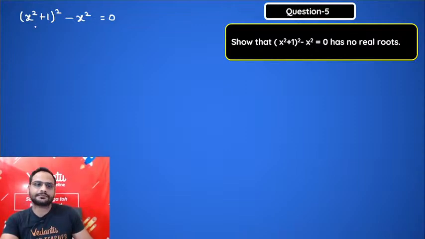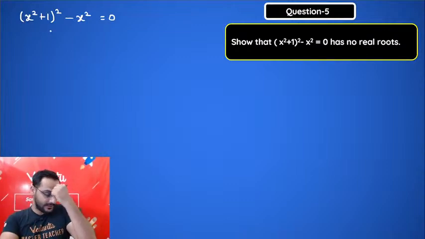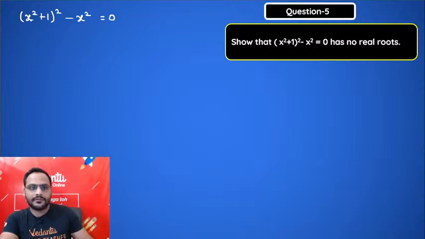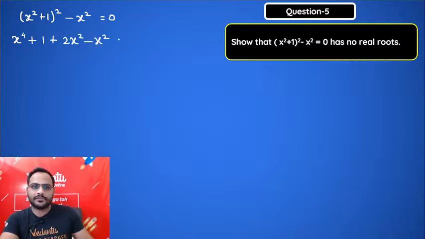What you can do, but again conversion of the equations into quadratic equation form is still not there, I'll teach you with that method only. That will be easier for you to understand. So here, if I do this expansion, x square whole square is x to the power 4, 1 square is 1, and 2 into x square into 1 is plus 2x square. Here you have minus x square equal to 0. So final form is x to the power 4, 2x square minus x square is plus x square, plus 1 equal to 0.